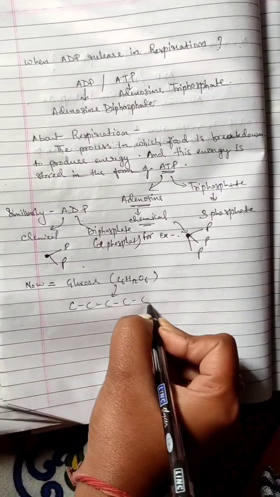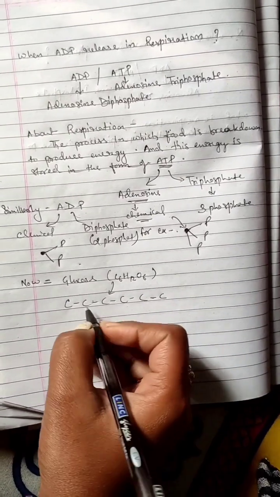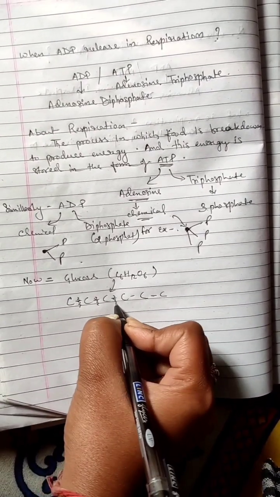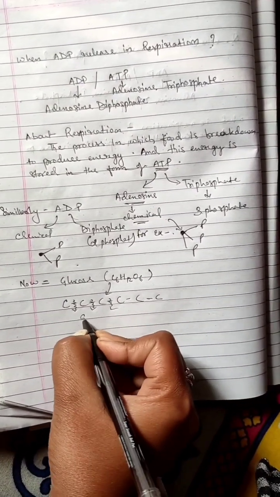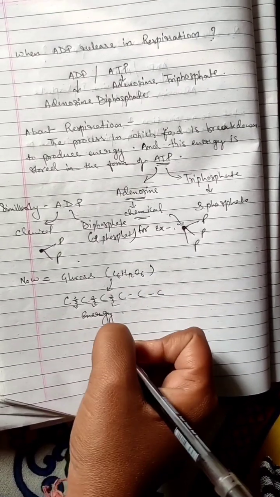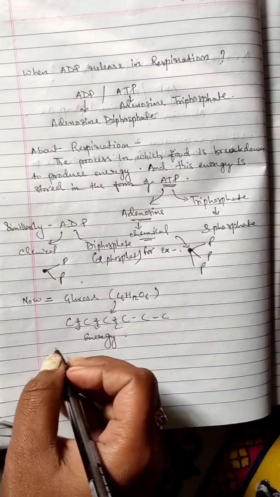Alright, I have taken the formula of glucose. So glucose has a 6 carbon compound. Now the bonds between these carbons, this bond breaks down to produce energy, and this energy is stored in the form of ATP.